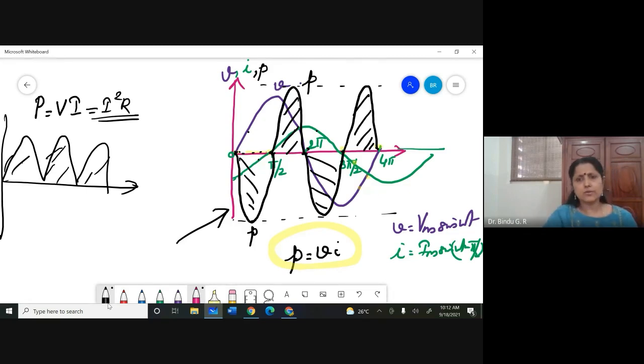Please draw the circuit, draw this waveform. If you have any doubts, please ask. I'll pause for say 1 or 2 minutes. 1 minute.